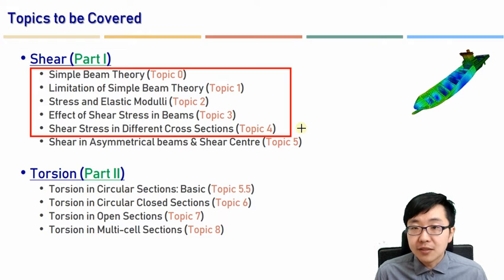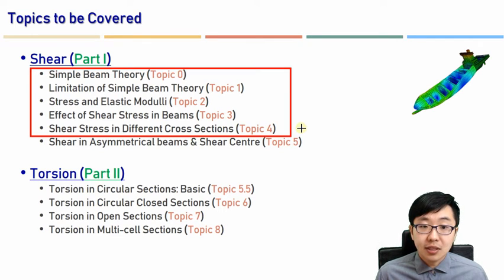From that we learned the Timoshenko beam theory. The reason is that there was a limitation of the simple beam theory: we need to consider the shear phenomenon. We briefly learned about the elastic moduli, and for that we need to understand the effect of shear stress in beams and shear stresses in different cross sections. All those things have been covered in the MAR 109 stage 1 module.